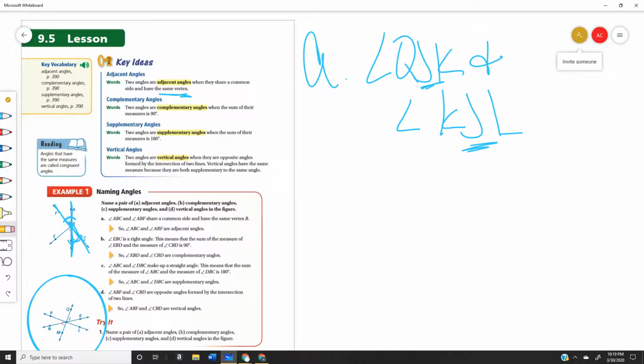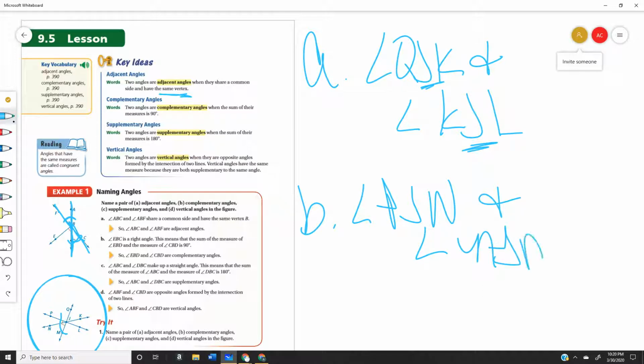Okay, B asks us to find the complementary angles, so we're going to look for that right angle. I see the right angle right here. So we're going to have angle PJN and angle NJM. So PJN and NJM right there. Again, common vertex at J.